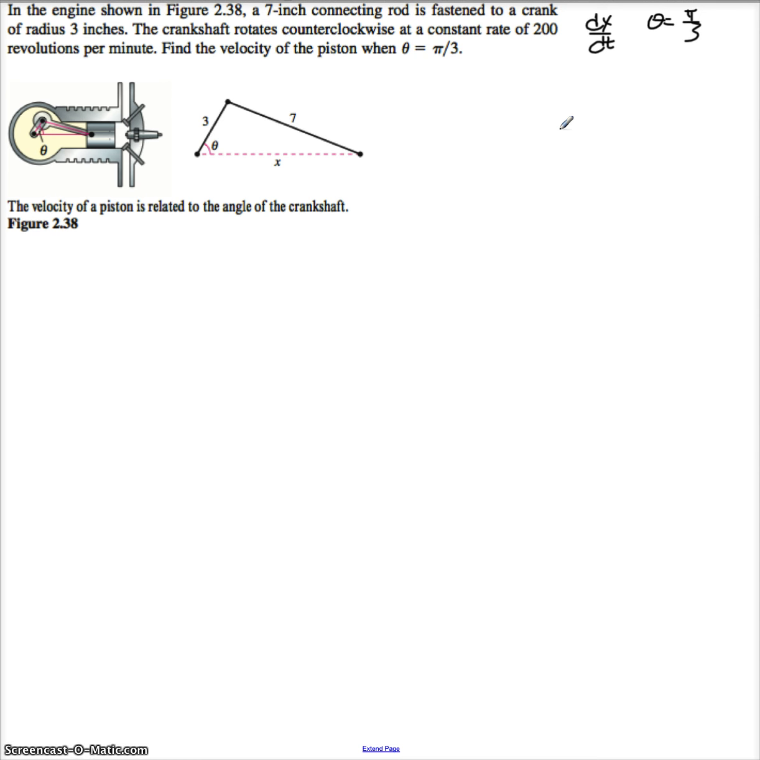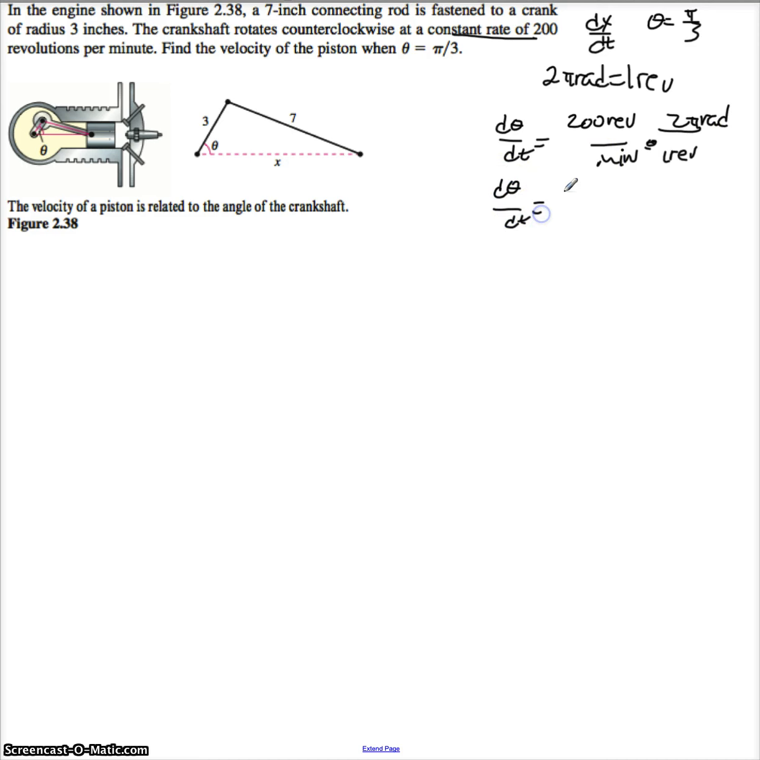Now, let's see. The first thing we want to do is realize that 2 pi radians is 1 revolution. That way I can go and convert d theta/dt. If I'm moving at a rotation of 200 revolutions per minute, first thing I have to do is put it in radians. So 1 revolution is 2 pi radians. So I know that d theta/dt is a constant 400 pi radians per minute. And I'm going to use this in a minute.